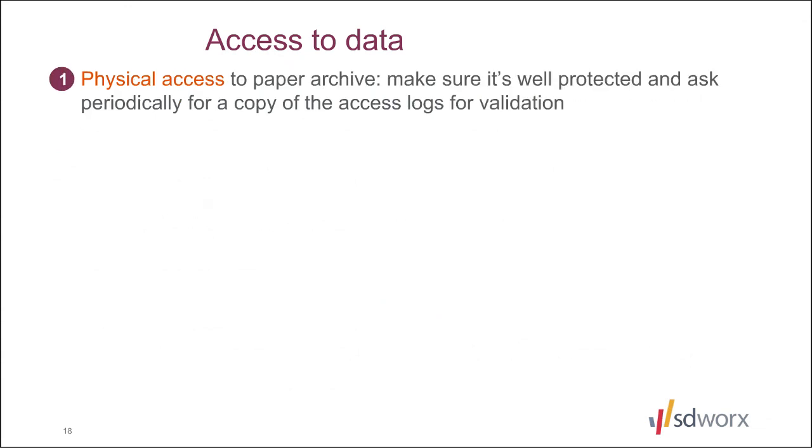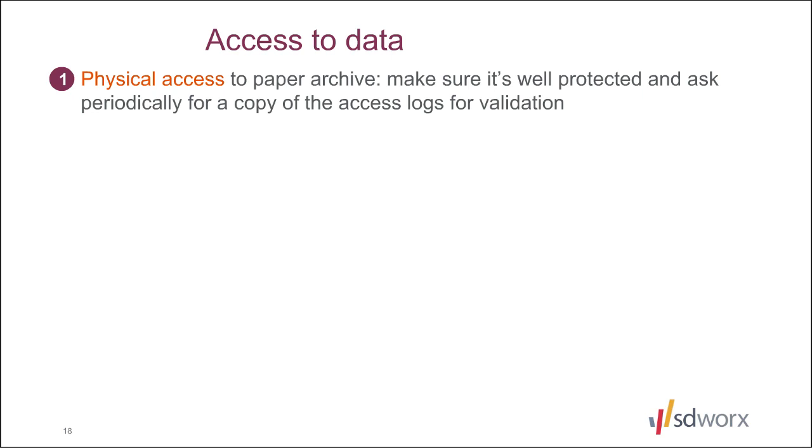And then access to your data. In terms of, first of all, physical access, you probably still have a paper archive. Well, make sure that your archive is well protected and ask periodically for a copy of the access logs for validation and the access rights. Often not done. Most HR departments will assume that the access towards the archive is well secured, but not a lot of them ask periodically the list of people that are still allowed to access or the access logs.